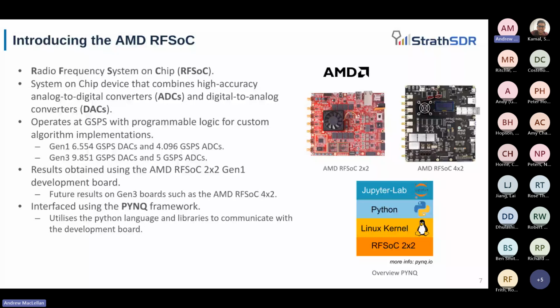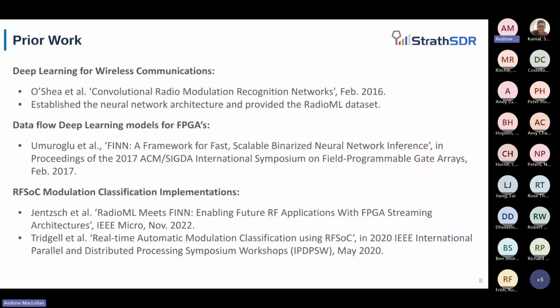And we'll see more about that later. So, the prior work that this work builds on top of. At first, I want to talk about deep learning for wireless communications. Things like the first paper that did modulation classification with deep neural networks. That was done by O'Shea et al. They provided a neural network architecture and a dataset that became a benchmark for the rest of the industry to test their networks on.